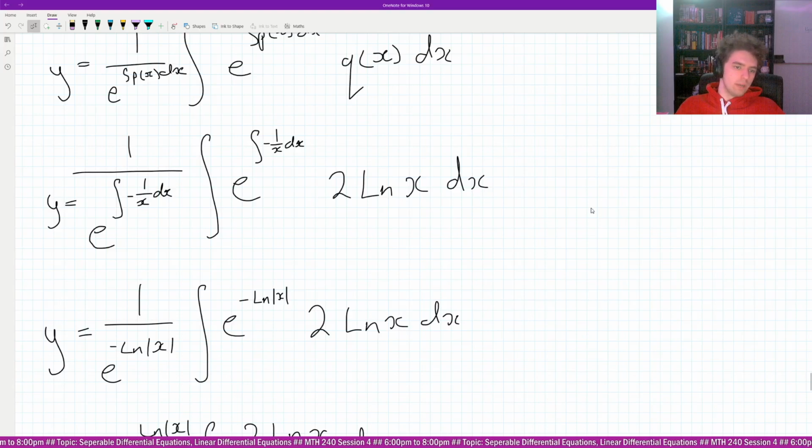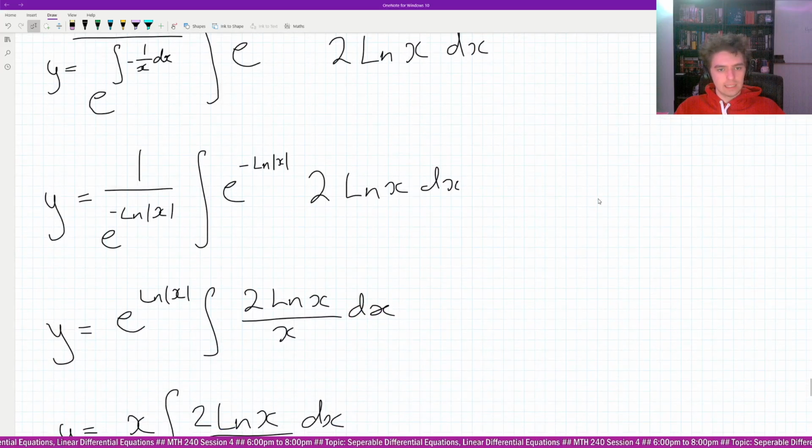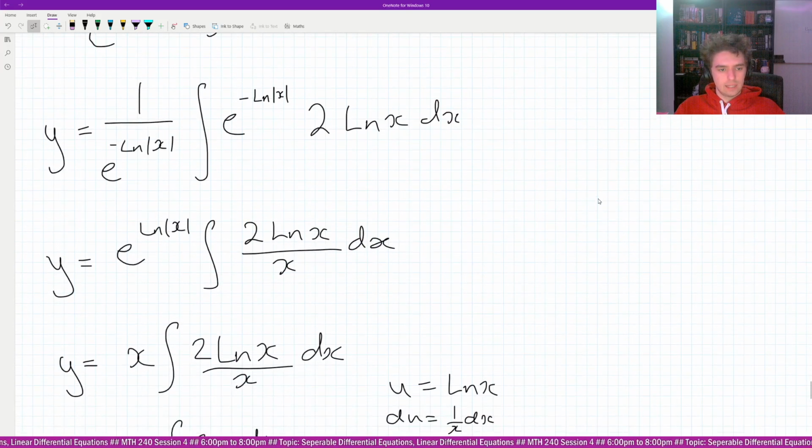Integral of -1 over x dx is negative ln x. So I put that in. That's e to the negative ln x, e to the negative ln x. Right? So since this is 1 over e to the negative ln x, it's just going to be e to the ln x. Sorry, e to the ln x. Maybe I need more sleep. And then here it's e to the negative ln x, so that's 1 over x.